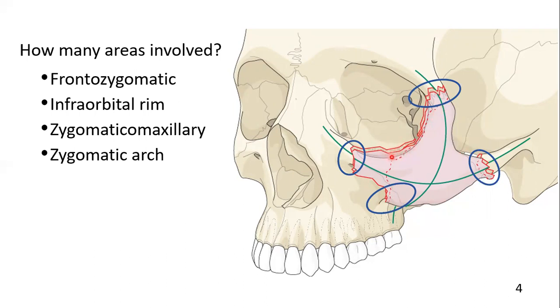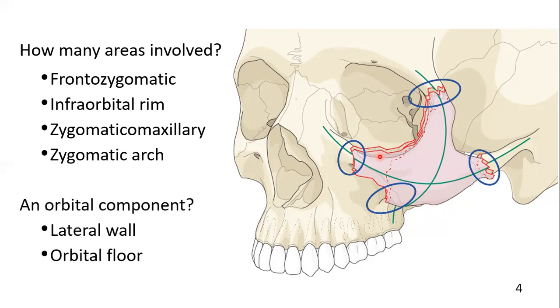there is another important point, that is the status of the orbital area. That is the orbital wall. Orbital wall means lateral orbital wall or the orbital floor. This lateral orbital wall may be comminuted, and similarly, the orbital floor, blow in, blow out fracture may be seen. Sometimes the orbital floor fracture may be isolated, but in most of the cases, it may be associated with the zygomatic complex fracture.